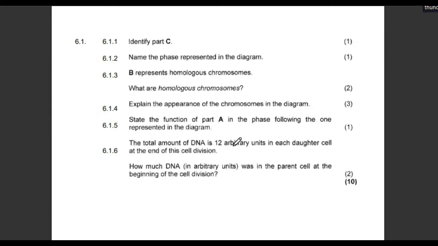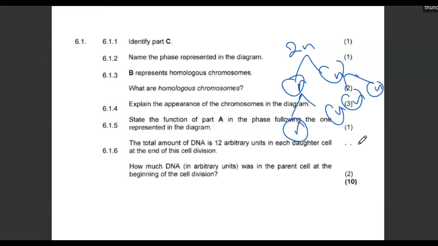They are saying the total amount of DNA is 12 arbitrary units in each daughter cell at the end of this cell division. How many DNA units were in the parent cell? Remember, you start with 2n. You start with what? 2n. Yes. So 2n, you form 2 cells, 1n, then you form another 2 cells. So if your daughter cells are having 12 here, then to get the parent, it is times 2, which is 24. So the answer is going to be 24 DNA arbitrary units. Don't forget to put the units as they are being given to you.